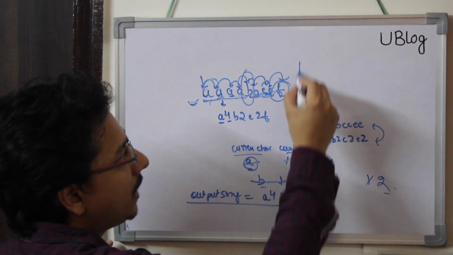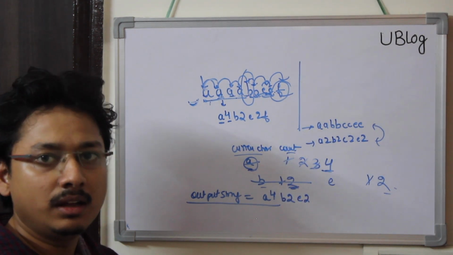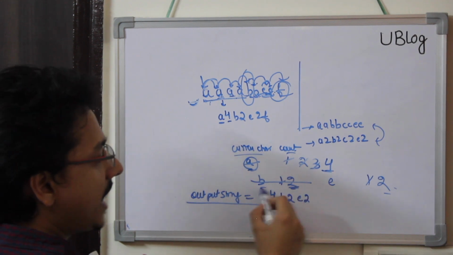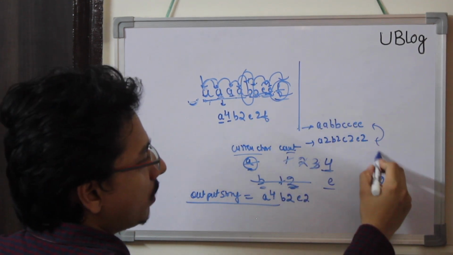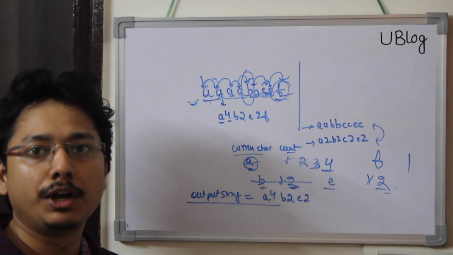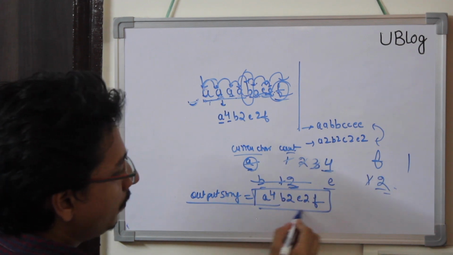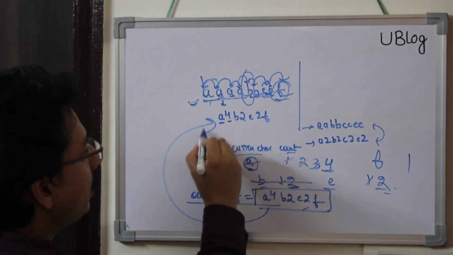Next, I am at the end of the loop. When my string completes, I need to print the value of the last current char along with the count. The last current char was F and the count was 1. As I already told you earlier, if my count is 1, I don't need to print it. So I'll just print F. So this is my output, A4, B2, E2, F, which is equivalent to the expected output.